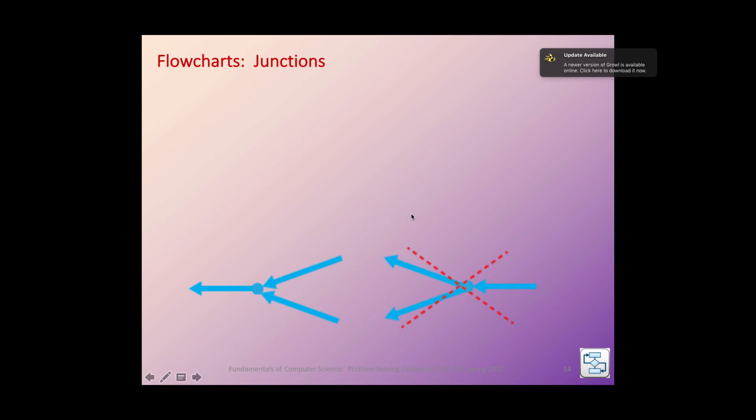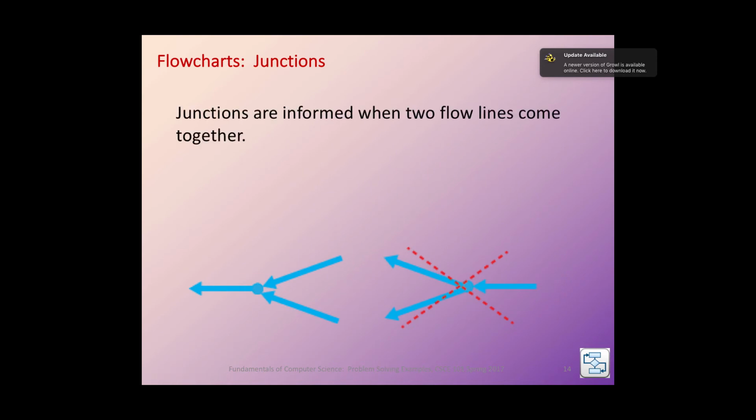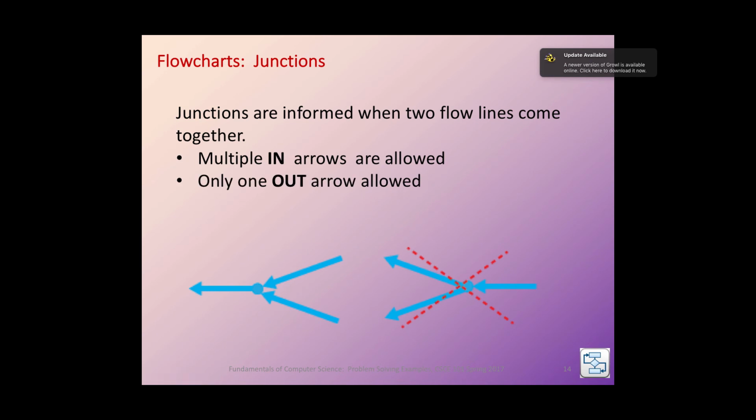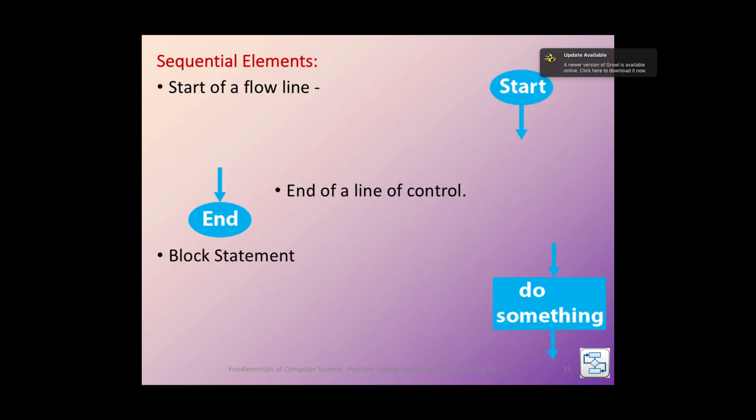Okay? Now, when two flow lines come together, a junction is formed. And these are permissible as long as there's only one arrow coming out of the junction. You can have multiple arrows going in, okay? But only one out arrow is allowed. More than one out arrow again depicts arbitrary control and is not allowed in a representation of a rigorous solution.